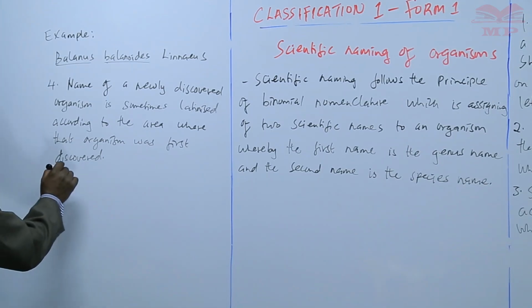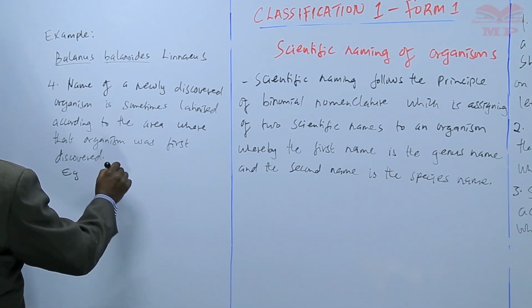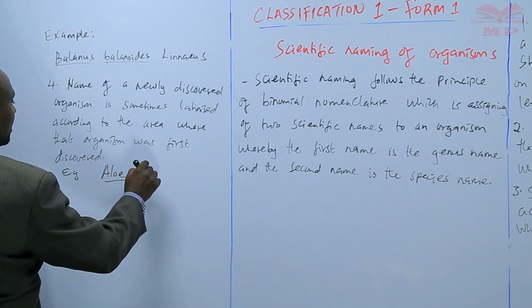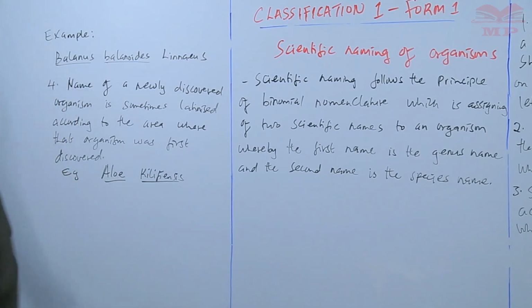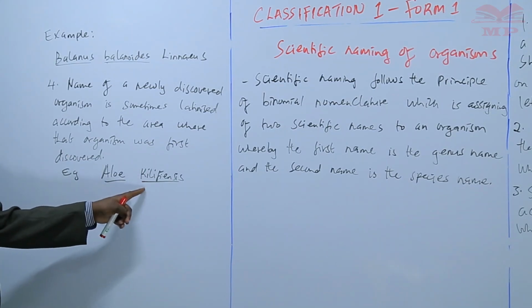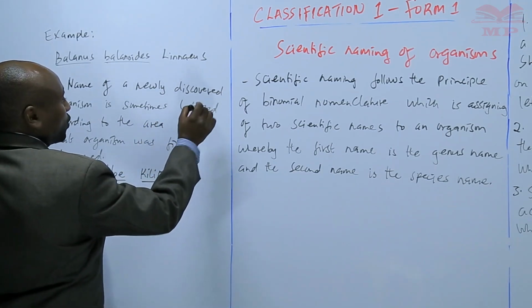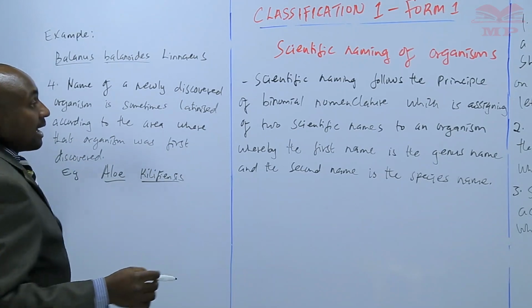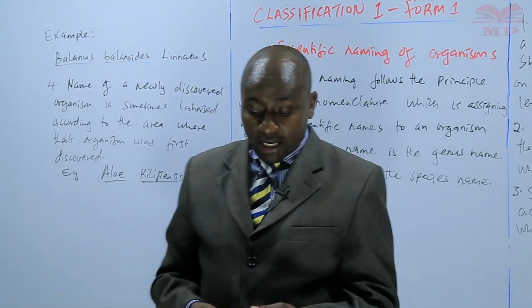For example, we have a name like Aloe kilifiensis. This is the name of a particular species that was discovered in Kilifi. So that is to show that the name of where that organism was first discovered is Latinized. Kilifi is Latinized. So those are the rules that are applicable when you're doing scientific naming of organisms.